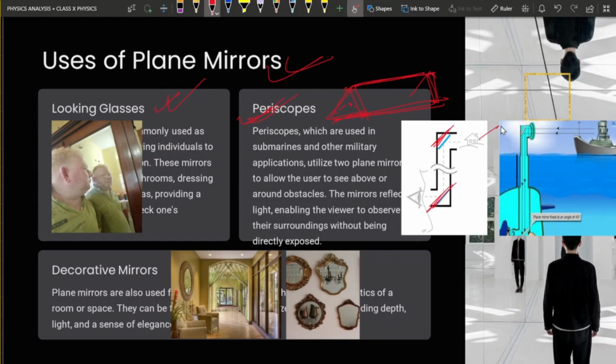Suppose this is the object; you can see this object from here only, from the other side. The light ray from the object reflects from the first mirror, and this reflected ray again reflects from the other mirror on the other side. This is how we can see the view outside without coming out. For decoration purposes also we are using plane mirrors. Basically, these are the uses of plane mirrors.